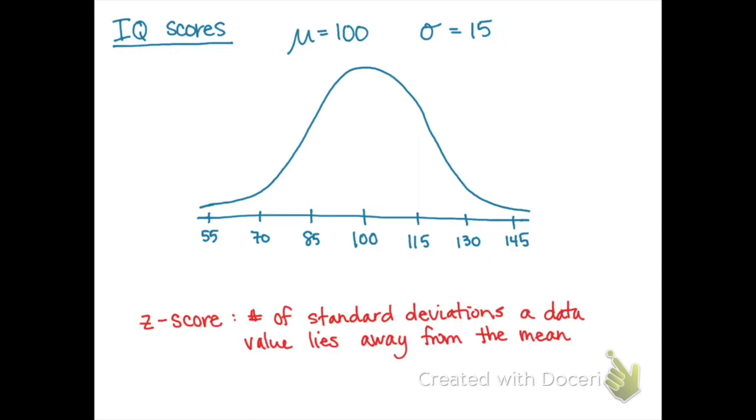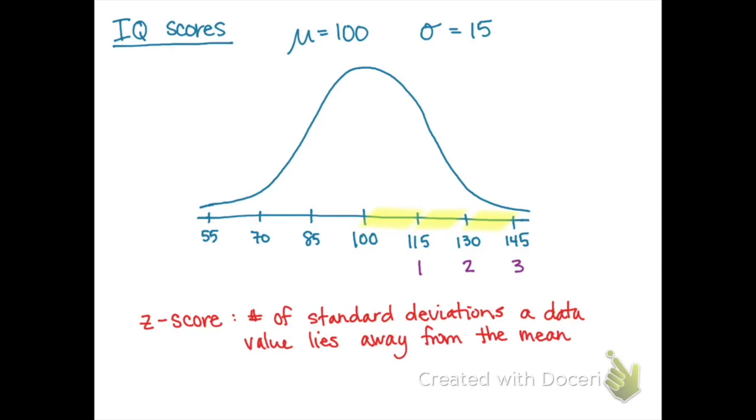A z-score is the number of standard deviations a data value lies away from the mean. So even though the standard deviation is 15 points, we know that the value of 115 is one standard deviation above the mean of 100. So the z-score for 115 would be 1. The z-score for 130 would be 2, because 130 is 2 standard deviations above the mean. The z-score for 145 would be 3, because 145 is 3 standard deviations above the mean.